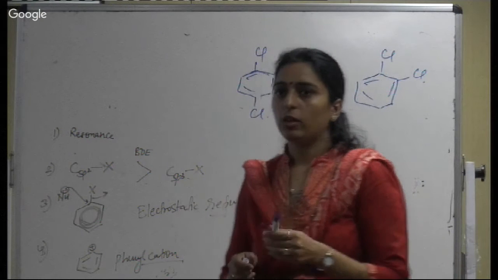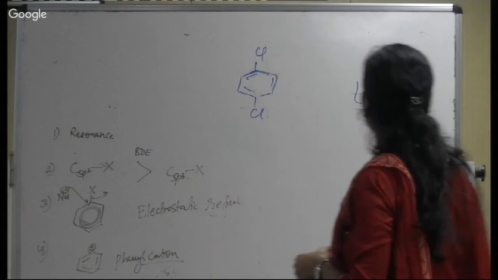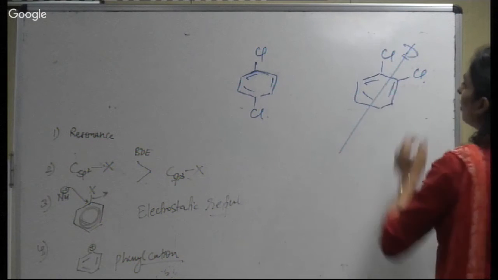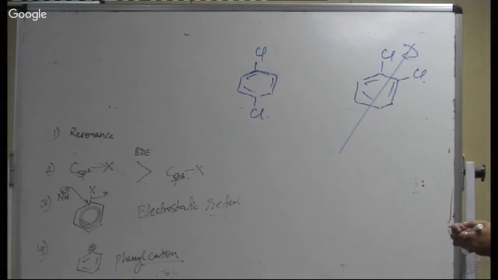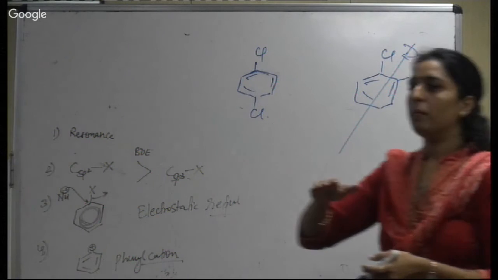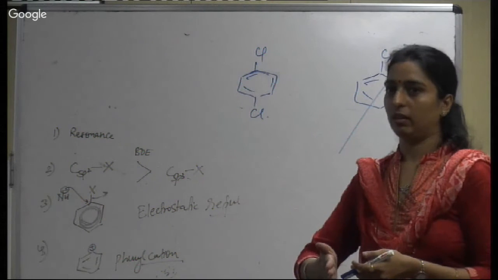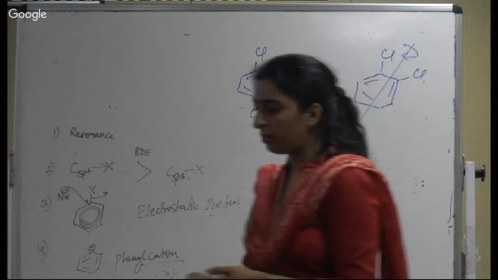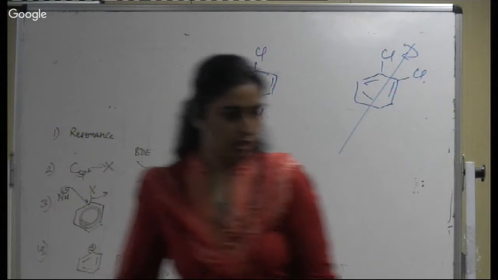Somebody has asked that in ortho-dichlorobenzene there is a symmetry. Yes, the molecule is symmetric. There is a plane of symmetry; you can cut it into two equal halves. But actually, what symmetry I was talking about is this one.